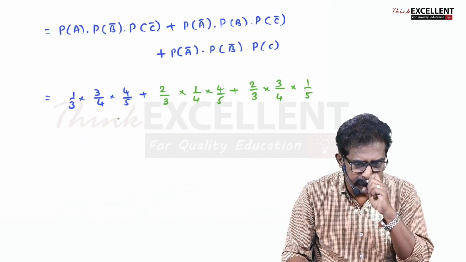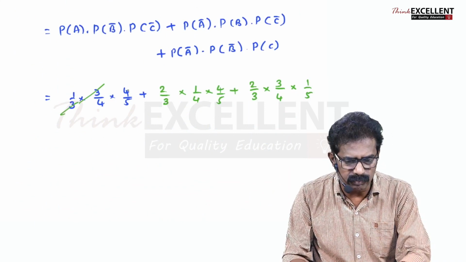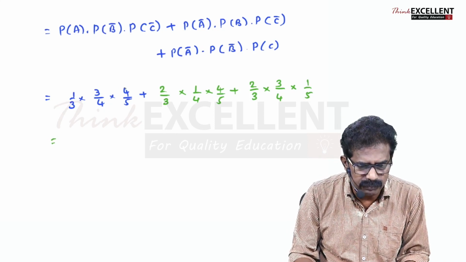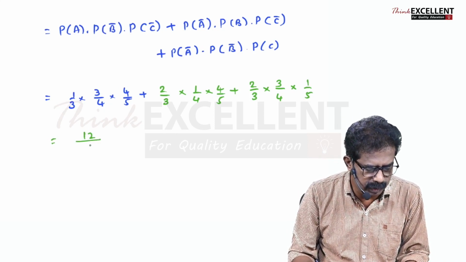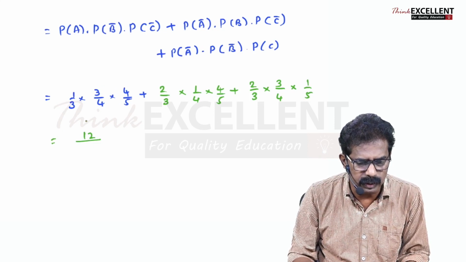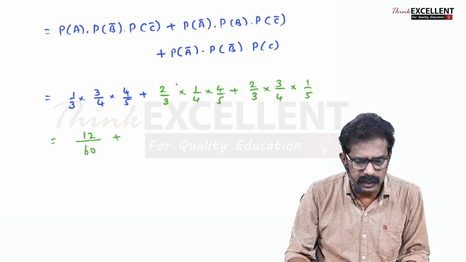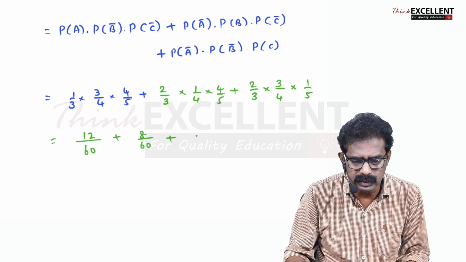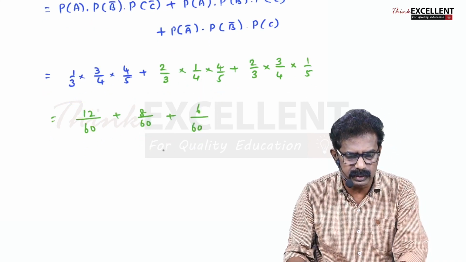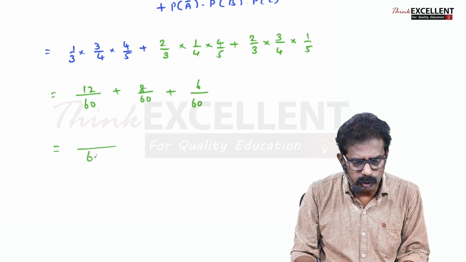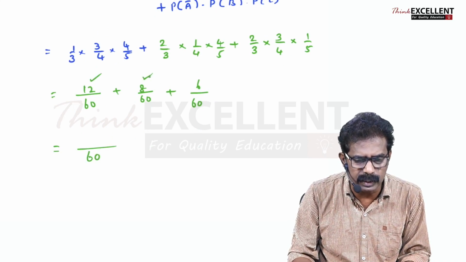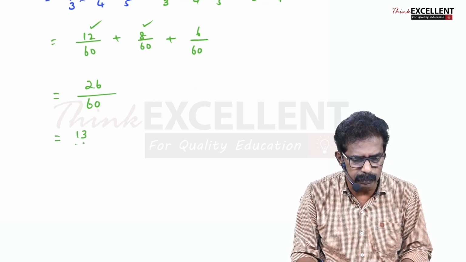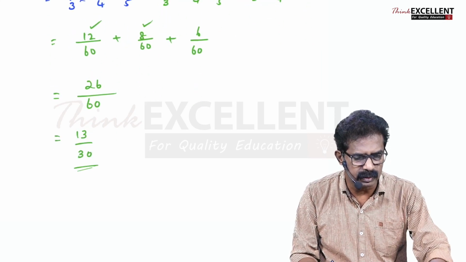I'm not going to cancel. In some cases, see here 3 can be cancelled, 4 also cancelled. But for calculation, LCM purpose it will be easy. So 3 4s are 12. Denominator just you multiply. 5 4s are 20 and 3 20s are 60, right? Plus here 2 4s are 8 by 60. Plus last one 2 3s are 6 by 60. So LCM just you take 60. Numerator add it 12 plus 8, 20 plus 6, 26. Now we can cancel 2 table, 13 by 30, right? So the calculation will be easy for you.